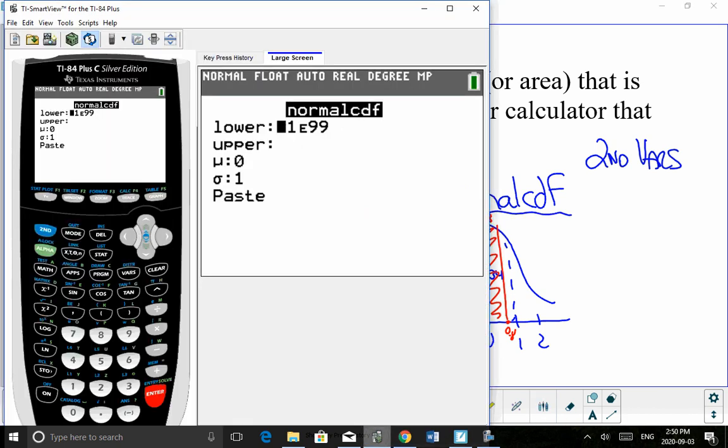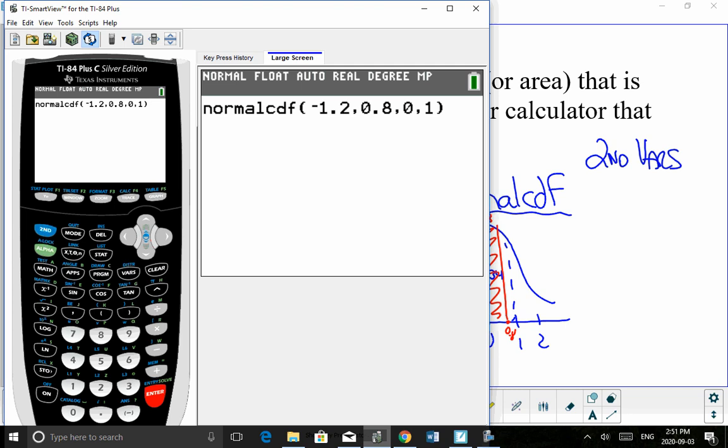So now at this point, it's asking you for the lower and the upper. So the lower is the z-score on the left. So the z-score on the left was negative 1.2. The upper is a z-score of 0.8. Now the mean is 0 because, again, we're talking about z-scores, and the standard deviation is 1. So those are just the standard numbers that we use. So then I go paste, and I just hit enter. And there it is there, 0.673.